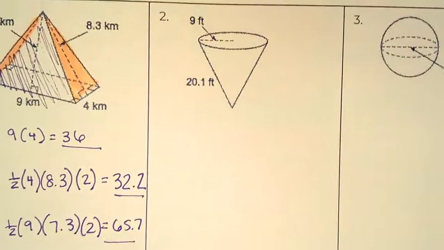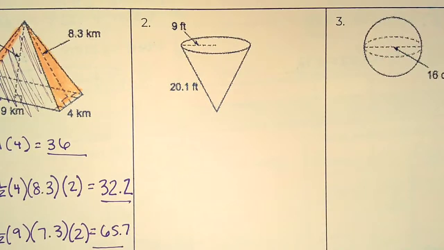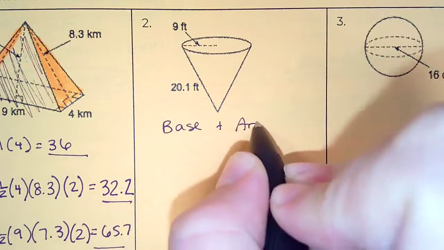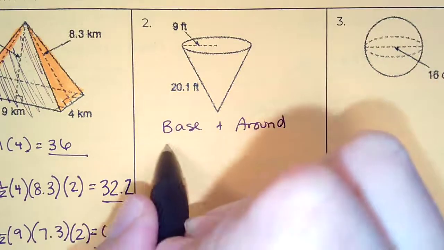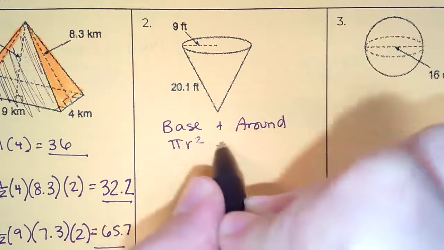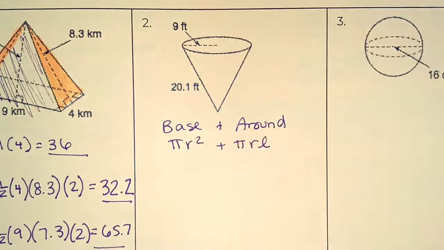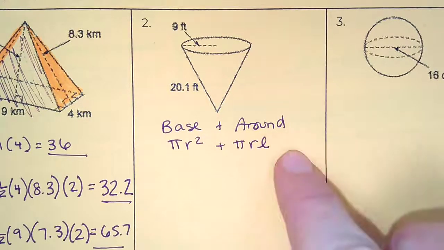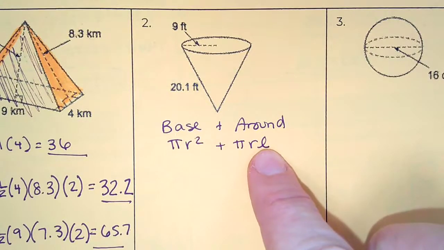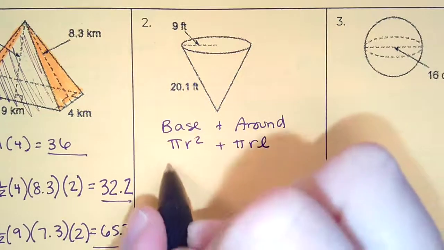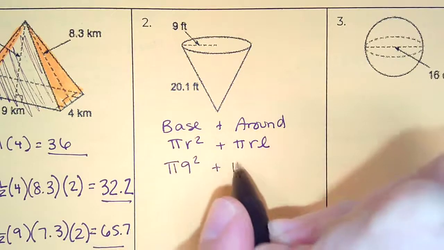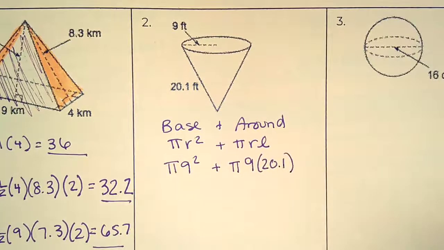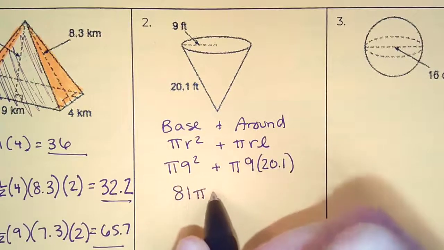All right. Number 2. We have a cone here, so we need to do the base circle plus around. The base circle is pi r squared plus around pi r L. So it's kind of like circumference is 2 pi r, but slightly different. So plugging in what we know. Radius is 9, so pi 9 squared plus pi times 9 times slant height, 20.1. We'll leave it in terms of pi until we get it all simplified.